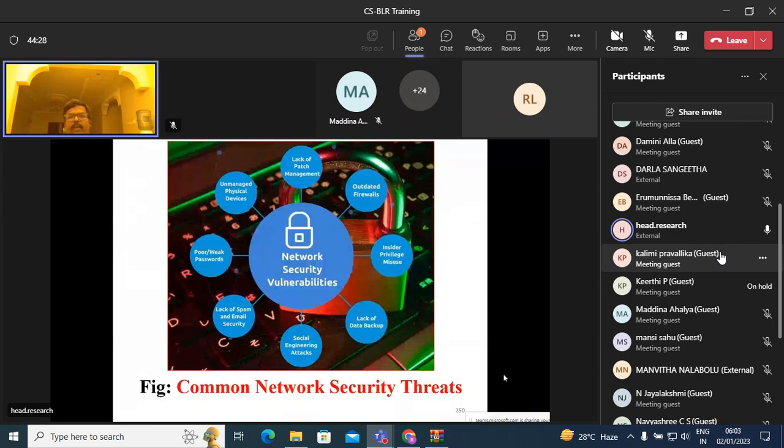See, the first one, lack of patch management. Suppose you have installed a licensed operating system. Some intruders are sending patches: please update your Windows operating system. Once you update it, automatically they are entering into your network level and stealing the sensitive data. That is called lack of patch management. Outdated firewalls: if you are using outdated firewalls or outdated antivirus software, even botnets immediately enter our network level easily, then they are stealing our sensitive data.